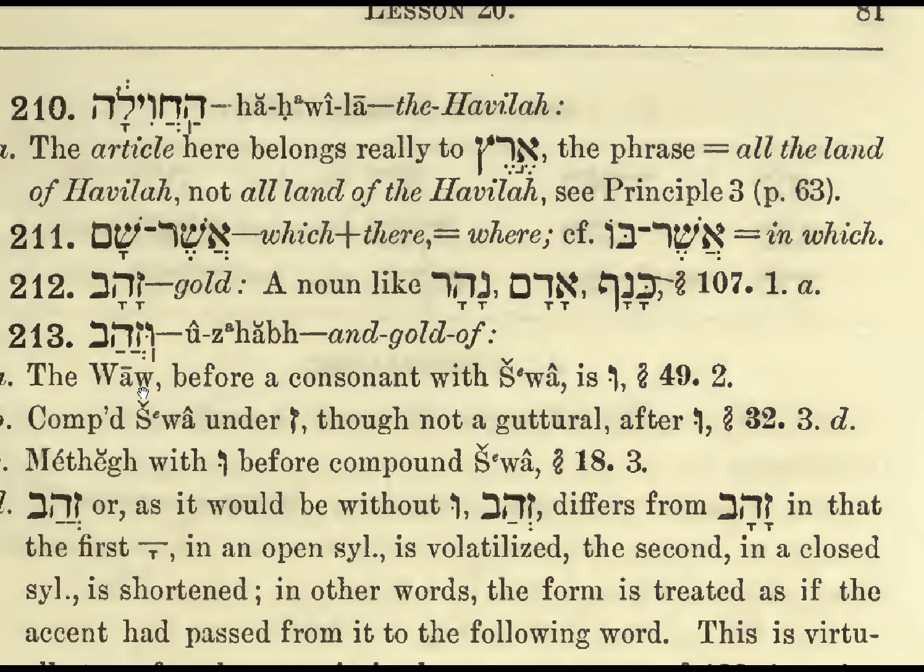Here we have the Vav before consonant with the Shva, and so it's U. This consonant has the Shva here. The compound Shva under Zayin, even though it's not a guttural, comes after U. U Zahab. The Meteg here, because this is a compound Shva.